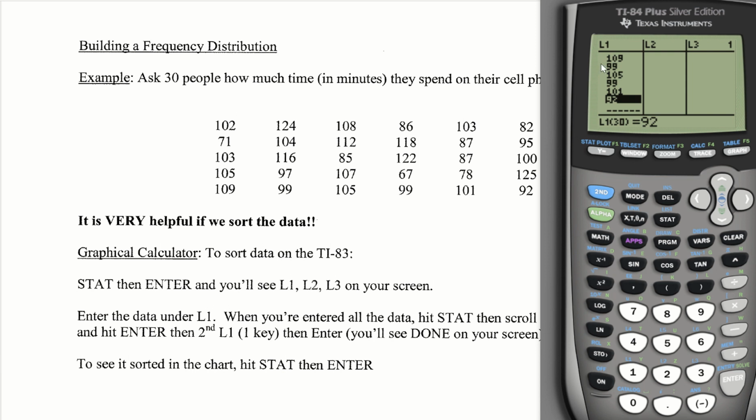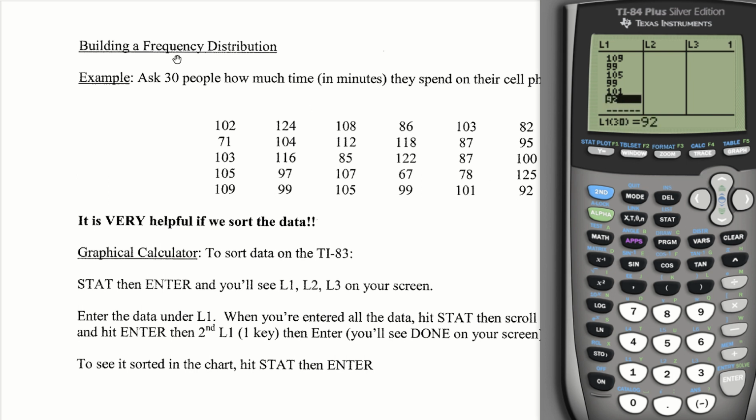Okay, so we now have all of our values entered. Notice that in the beginning of this example, they said that there were 30 people altogether. And so we have a list of 30 times for how much people spend on their cell phone. If I look at my list, I see L1. First of all, that's the name of the list. That's where I'm storing all of my information. And I see that my last entry, which was that number 92, is located where it has a 30 in parentheses. That tells me that that was the 30th entry in my list.